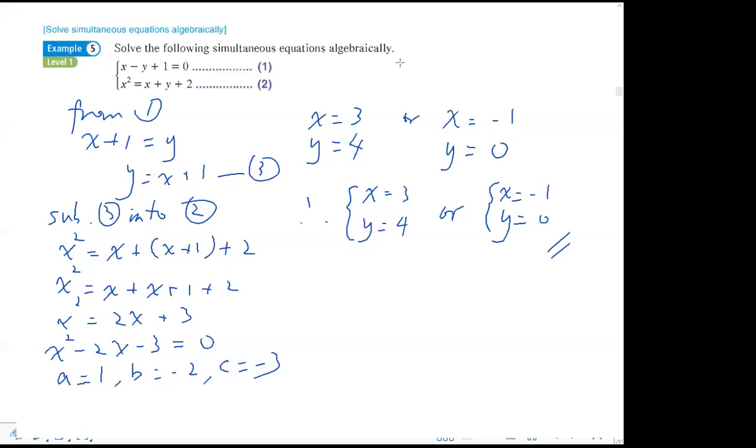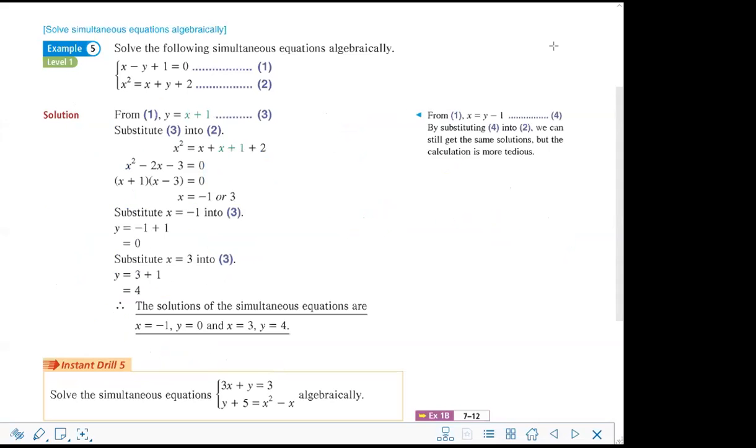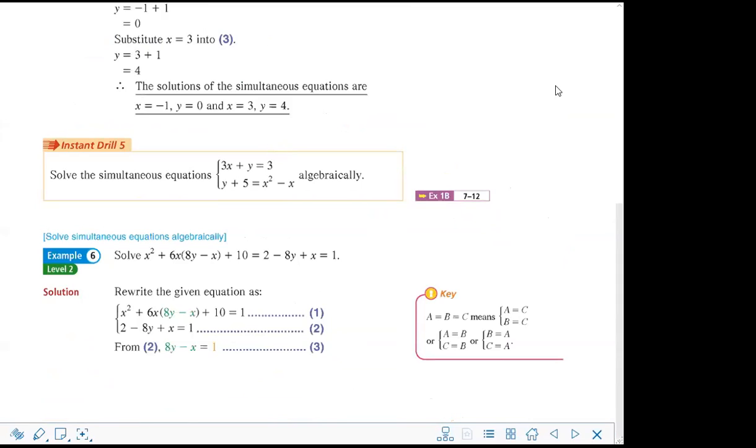Okay, so now I would like you to do the instant drill number 5. Instant drill number 5. So I'll give you 4 minutes here.